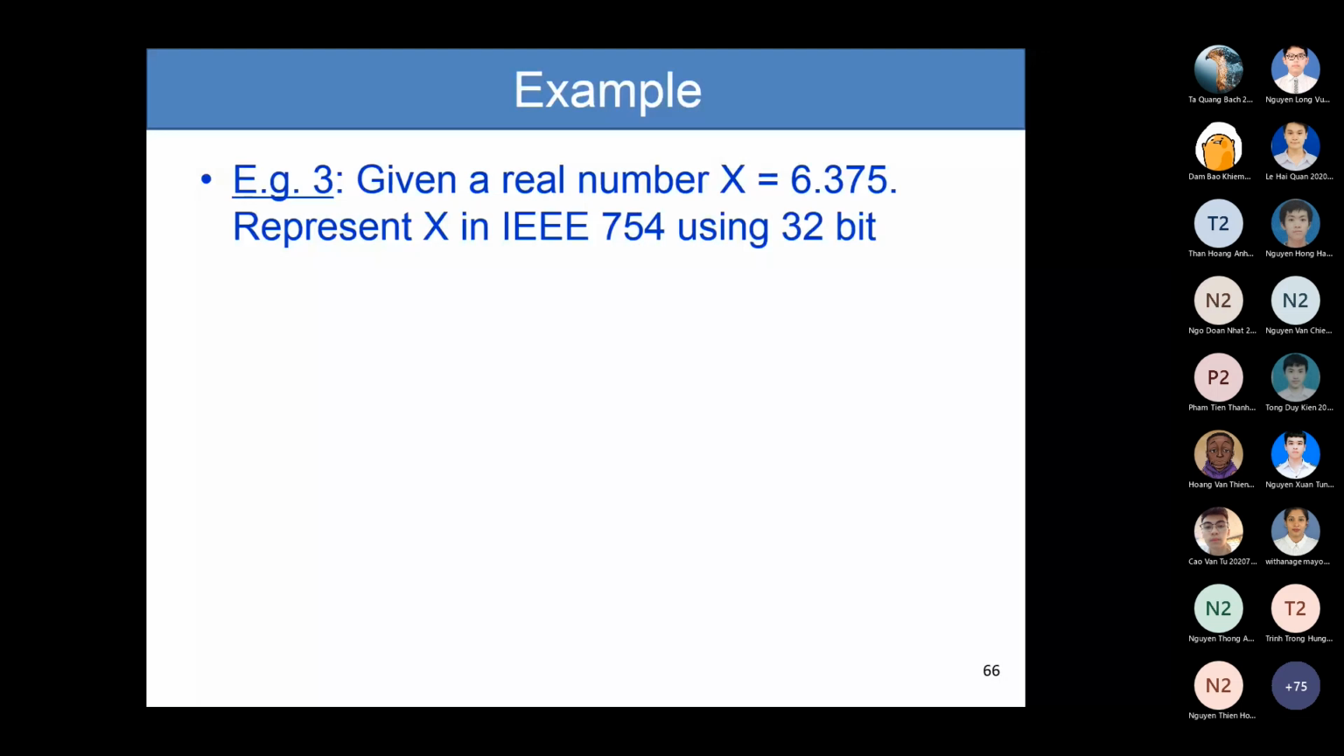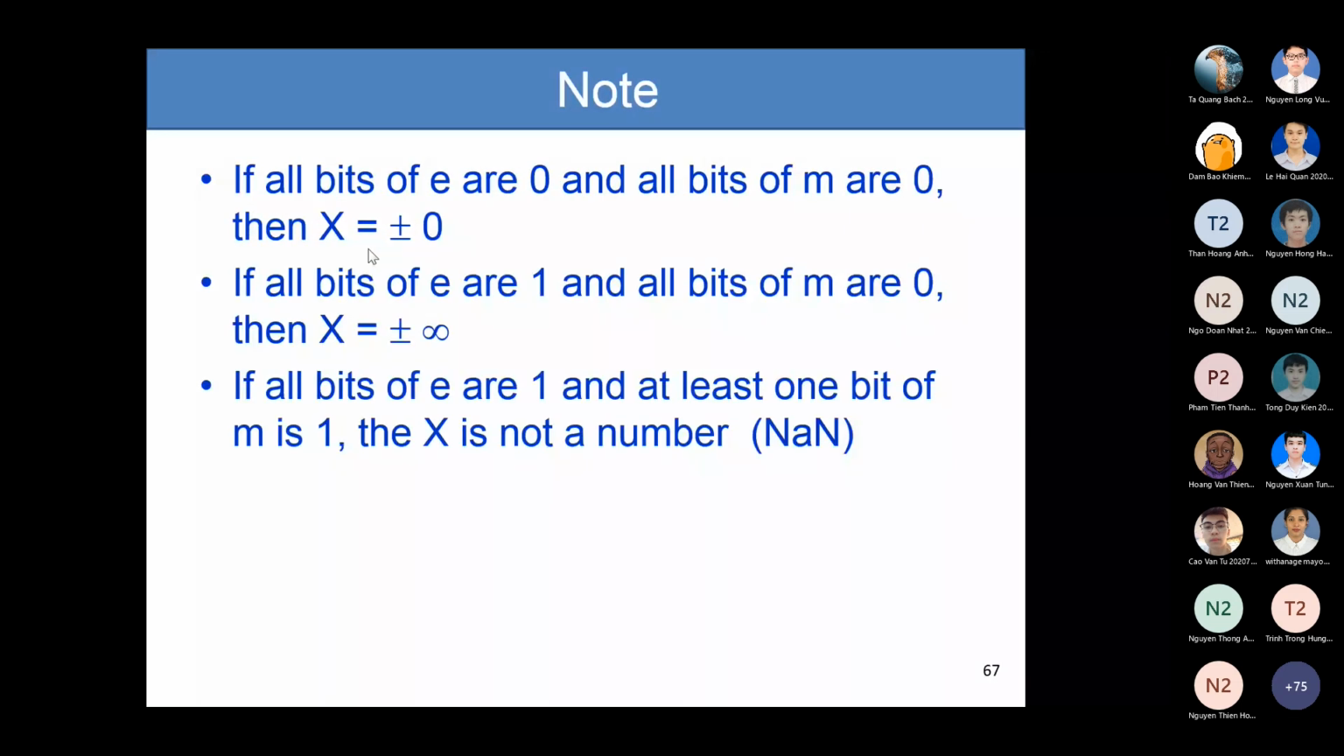Okay, so this is the way to represent a real number in the computer. There are some notations. If all bits of e, small e, are 0, and all bits of m are also 0, then x equals 0. If bit s equals 1, it is minus 0, and if s equals 0, it is plus 0. We know that minus 0 and plus 0 are different. It's not correct.